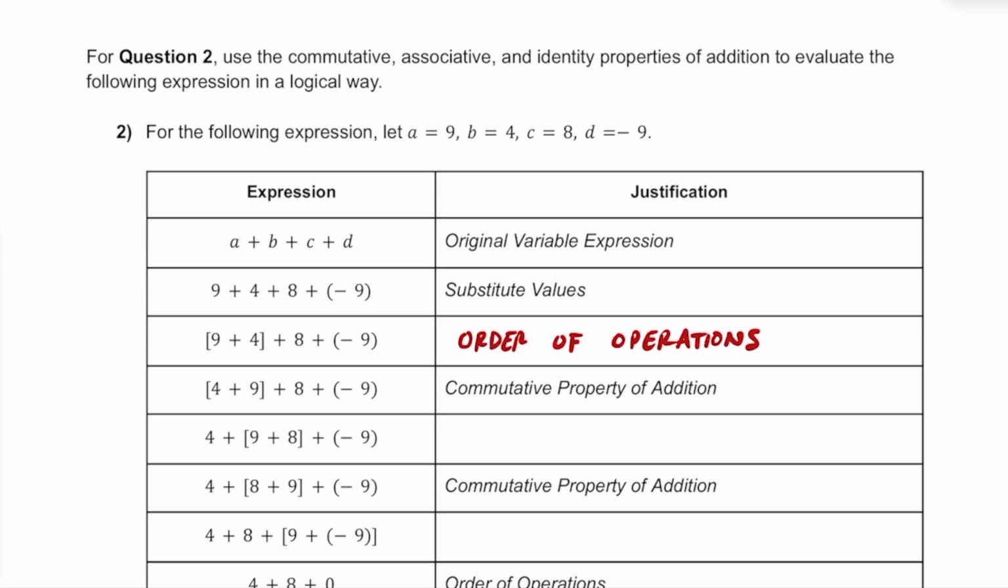How do we get to the next line? Well, the next line, they said commutative property of addition. So if you're following the order of operations, notice the only thing that's changing from this line to this line is that the order changed between the 9 and 4. They swapped and made it 4 and 9. So hopefully that makes sense.